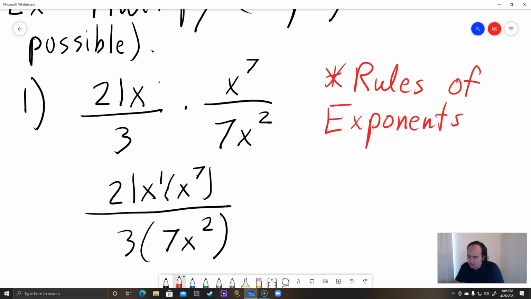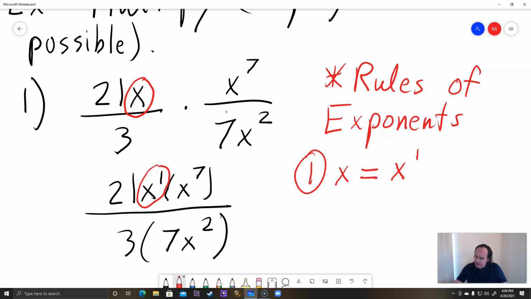Well, first of all, notice that I wrote x as x to the 1. So I wrote x as x to the 1, because remember, a variable is the same as that variable to the first power. Okay, so the first rule that we used here was x equals x to the 1. So that was our first rule of exponents.